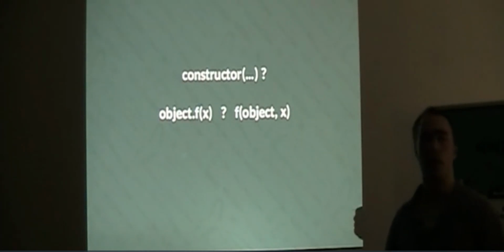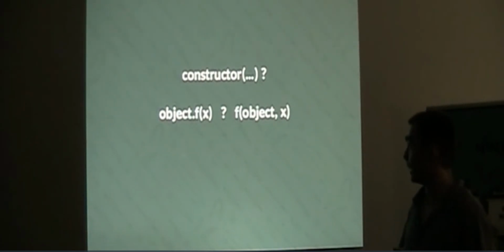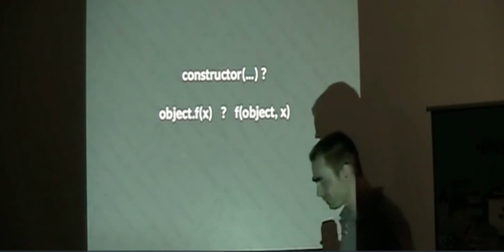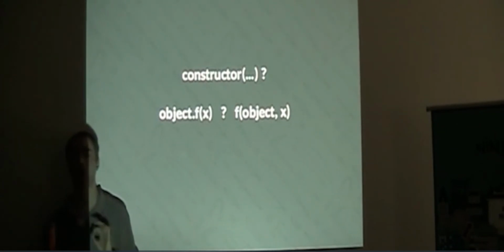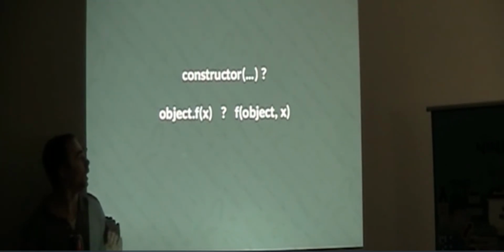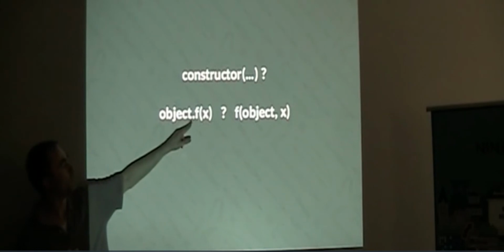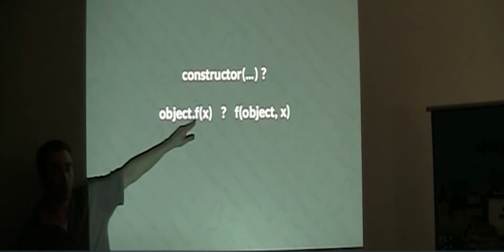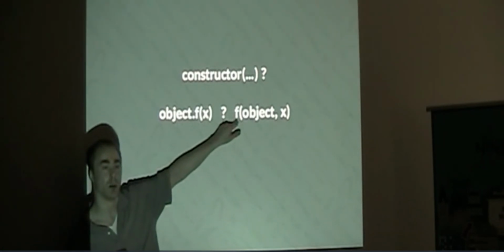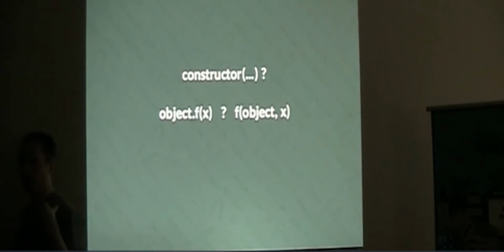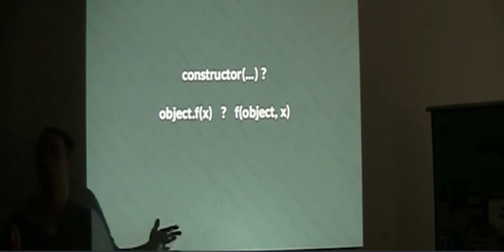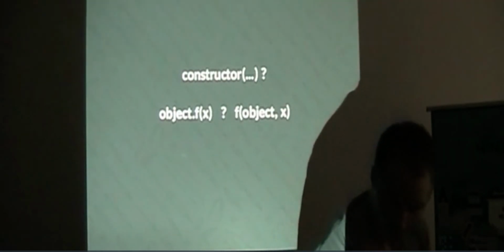So now I want to talk a little bit about object-oriented functional programming. I want you to think about a constructor as a function that returns an object, and think about a member function as a standalone function of both the object and its parameters, and ask yourself what exactly makes these impure, not pure, functions.